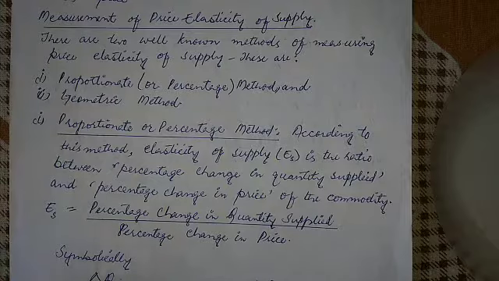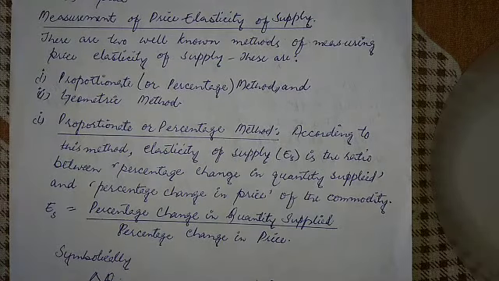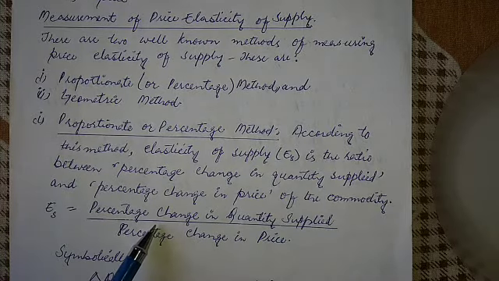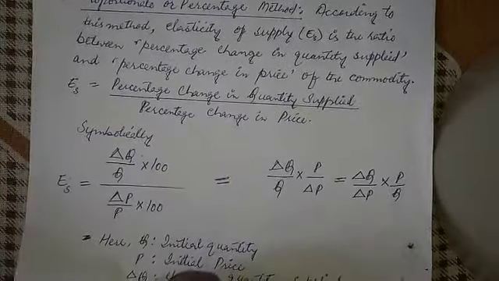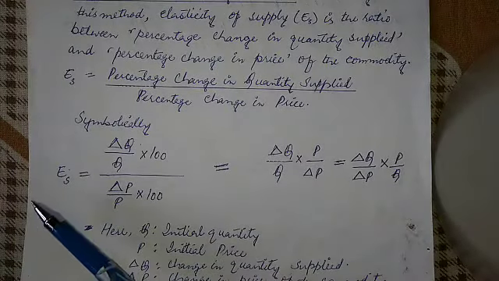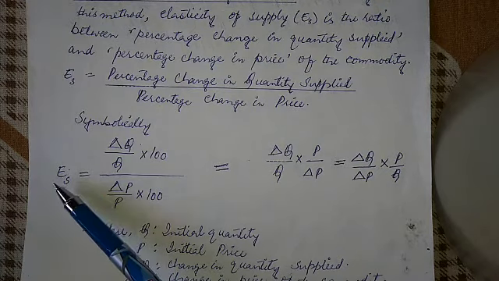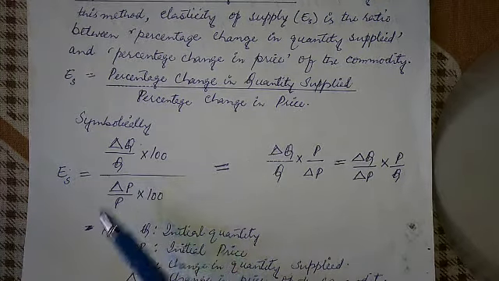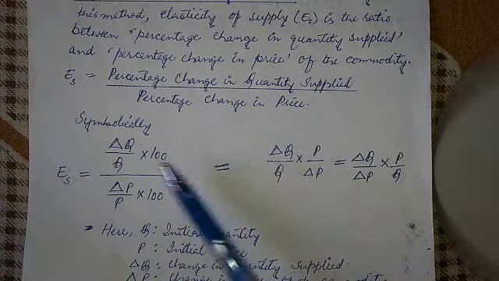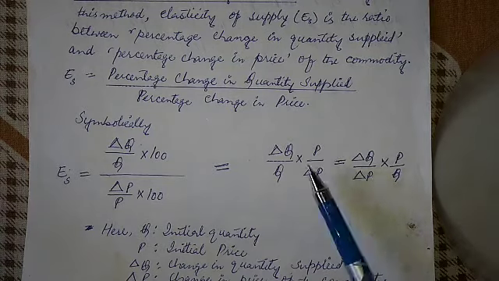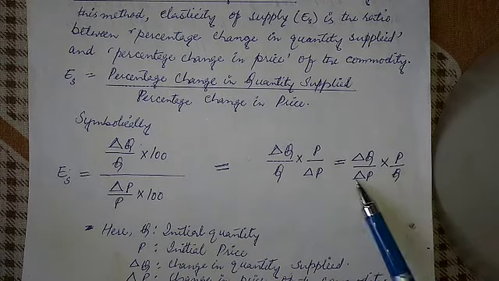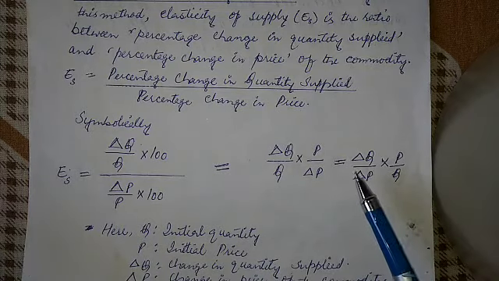So here we can say that elasticity of supply shows the percentage change in quantity supplied by the percentage change in price, and symbolically we will write it like this: elasticity of supply is change in Q by Q into 100 by change in P by P into 100, and that will be equal to change in Q by Q into P by change in P. That will be equal to change in Q by change in P into P by Q. That will be equal to elasticity of supply.